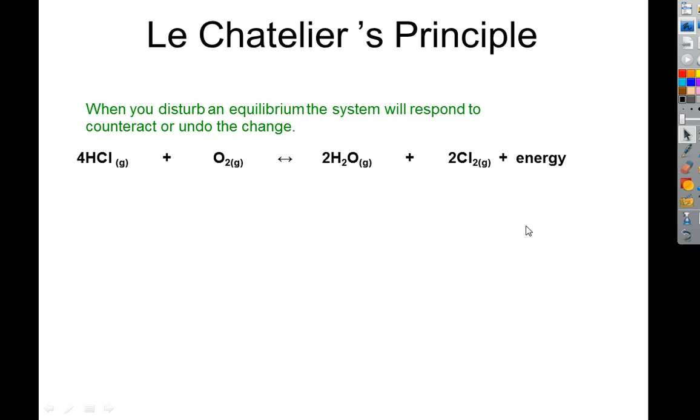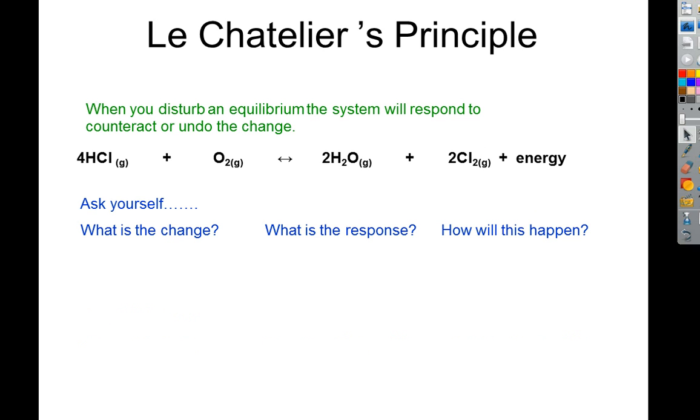Now, it is useful to consider disturbances to equilibrium reactions under the following headings. You ask yourself, what's the change? The response will always be the opposite to the change. That's what Le Chatelier's principle is implying. And how this will happen is asking you whether you will favour reactions to the left or right to get that response to occur. And I'm going to consider 3 disturbances.